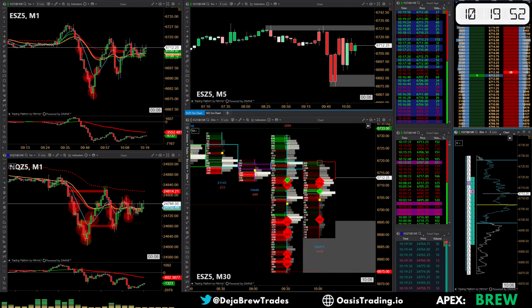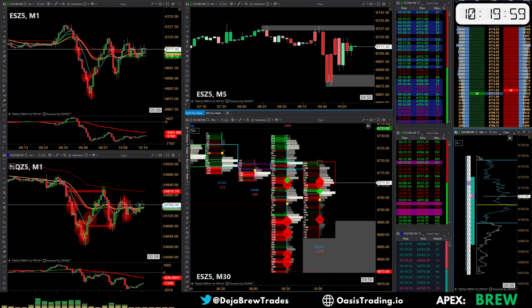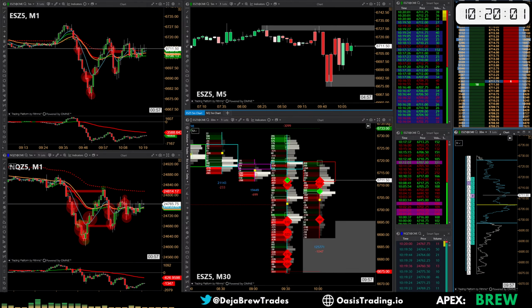Like I said, this is good. We want to see this. We want to see it chopping around VWAP. That typically is better. It lowers the volatility. It sometimes raises the liquidity, which we're not really raising too much here.